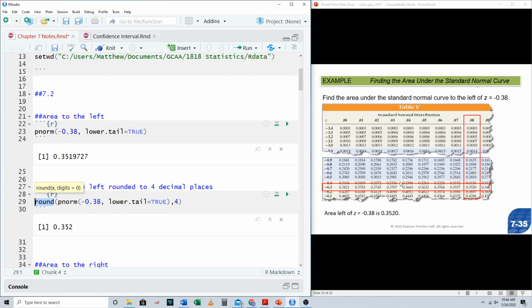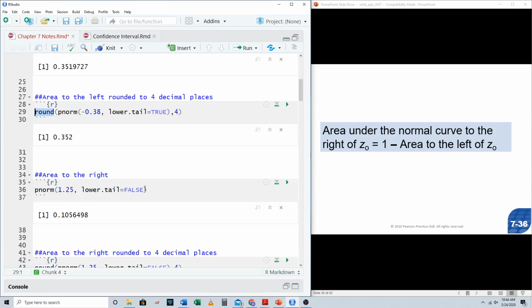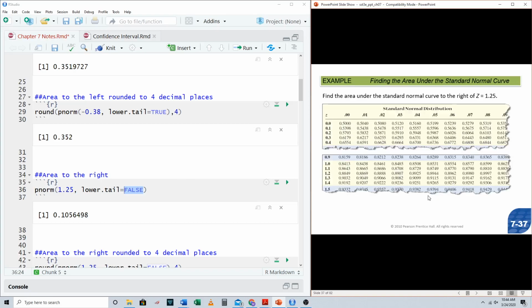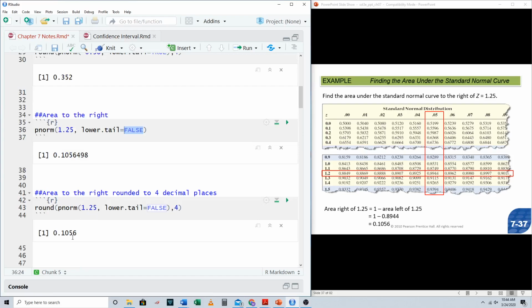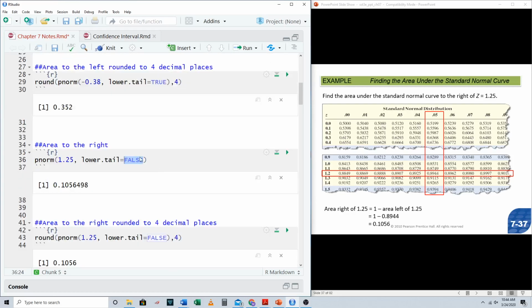All right. So the next question was area to the right. Now they have you do this, and we did it last year, but R has since updated, and now you can just say area to the right is lower.tail equals FALSE. And that's it. So here, finding the area to the right of z equals 1.25, it gives you 0.1056, and when we round, 0.1056. So the difference is area to the left, lower.tail equals TRUE; area to the right, lower.tail equals FALSE.